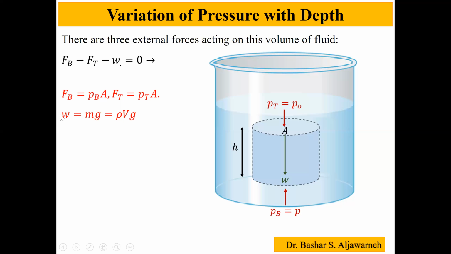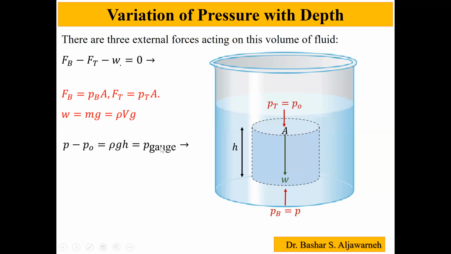Now, take these values and go back to the main equation. You will get the pressure at the bottom minus the pressure from the top, which is the atmospheric pressure, equals rho gh, whereas rho gh is the gauge pressure.